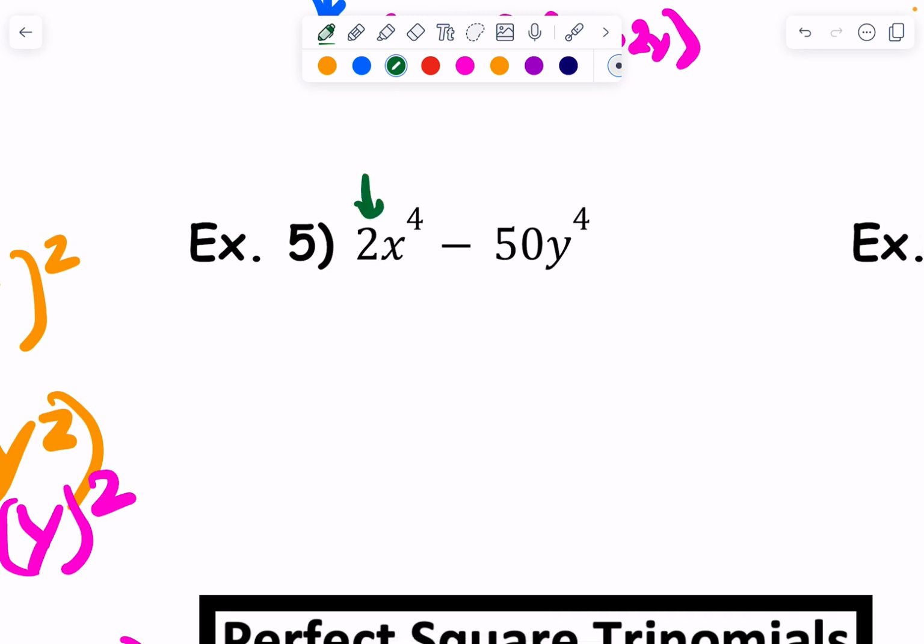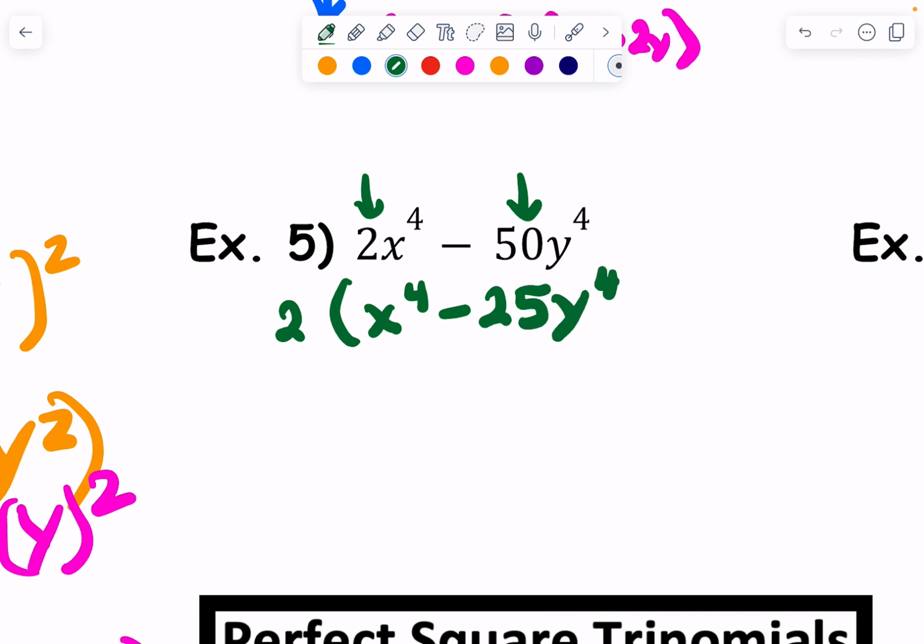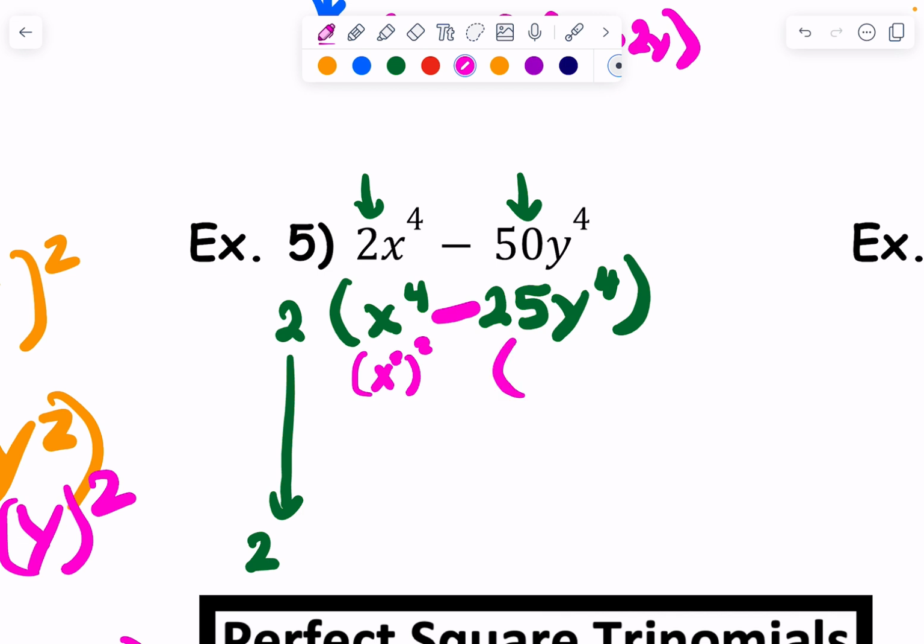Well, the lowest number is a 2. And the question is, is 2 a factor of 50? Because they both don't have x's and they both don't have y's. And the answer is yes. I can factor a 2 out, and I'll get x to the 4th power minus 25y to the 4th power. So we're going to basically be dropping 2 down in the bank, right? And now we need to look, because we see that we have a difference. We need to see, are these perfect squares? So this is x squared squared, and this is 5y squared squared.